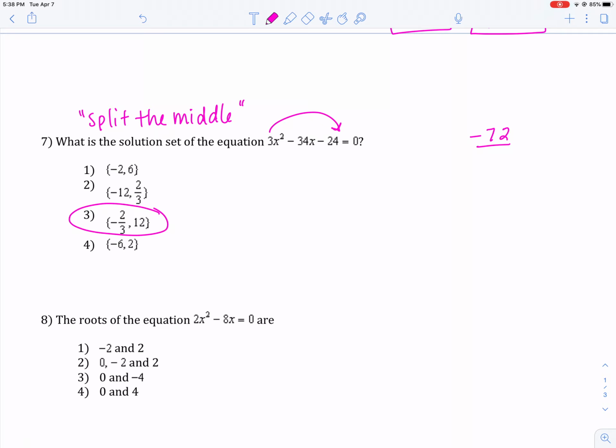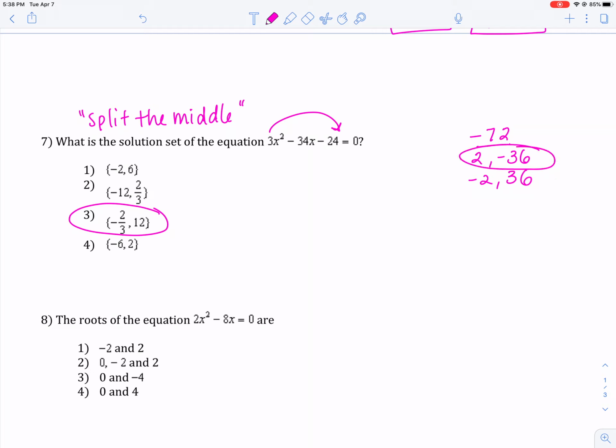72 and 2 and 36 multiply to 72, but now it's negative. So let's just think of 2 and negative 36, or negative 2 and positive 36. Which of those would add to negative 34? That would be this first choice.